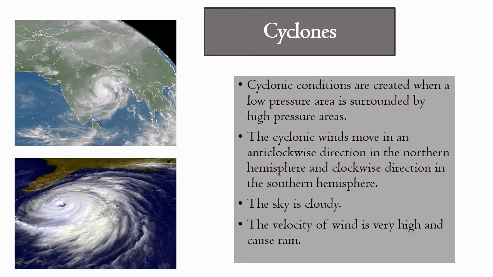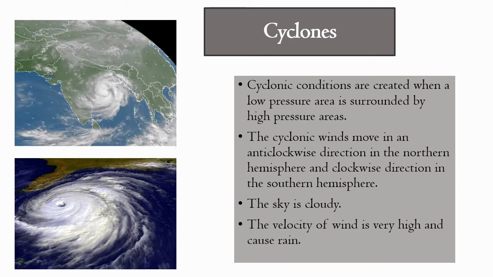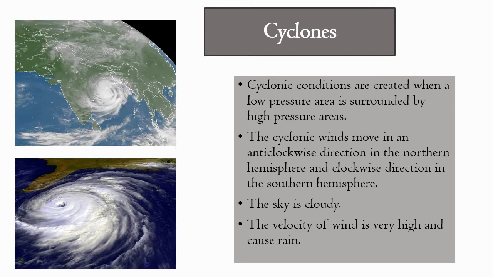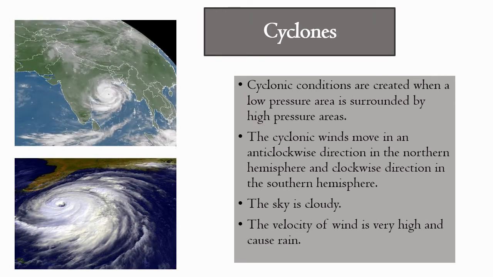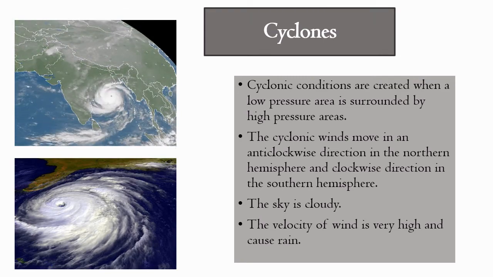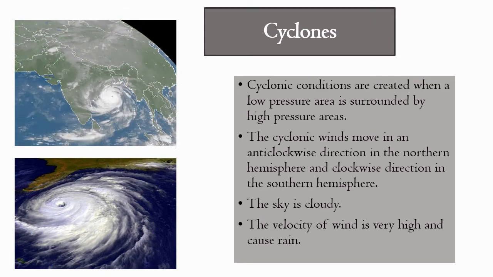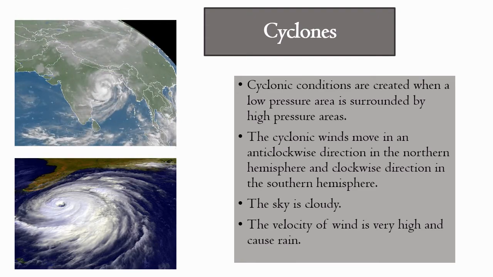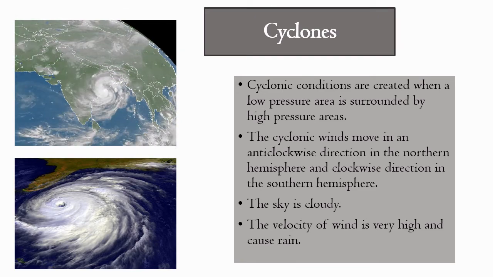When the winds in the rotating storm reach 39 miles per hour, the storm is called a tropical storm. And when the wind speeds reach 74 miles per hour, the storm is officially a tropical cyclone or hurricane.